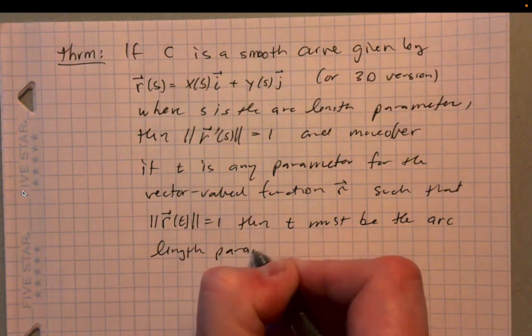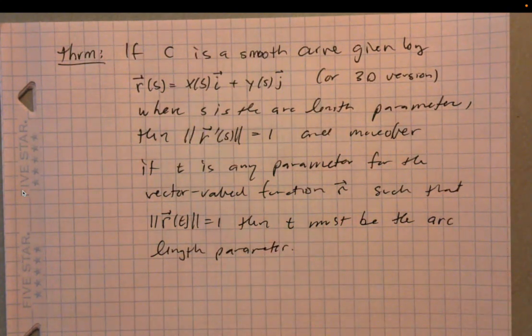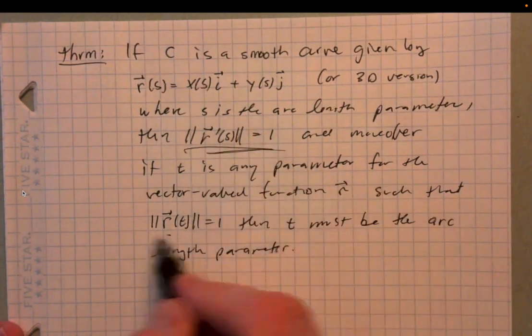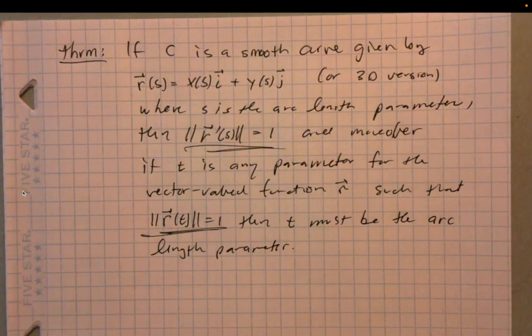And what is this saying? Well, it says that the arc length parameter is unique. There's only one such parameterization of r where the norm is equal to 1. There's no other way to parameterize r that's distinct from this arc length parameter while maintaining the condition that the norm is equal to 1.